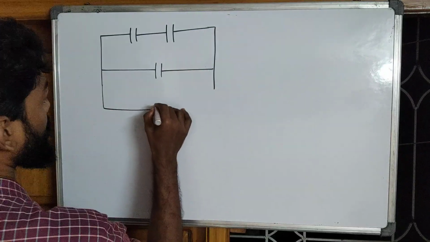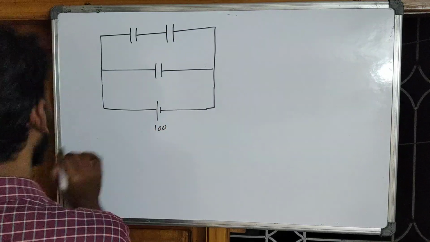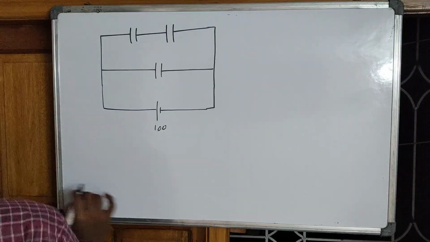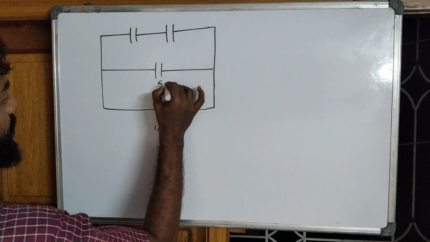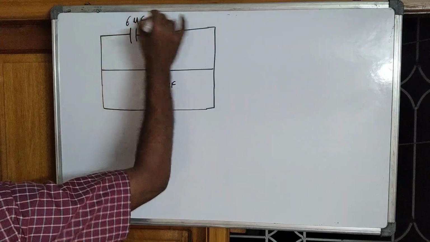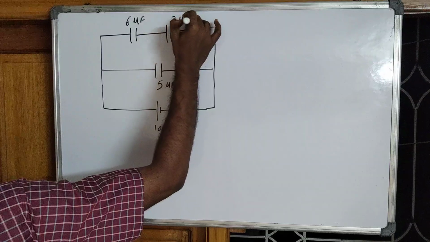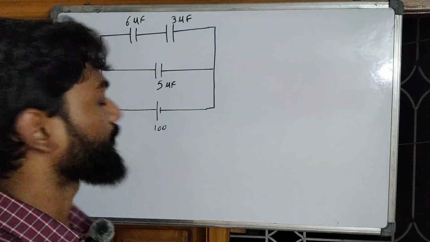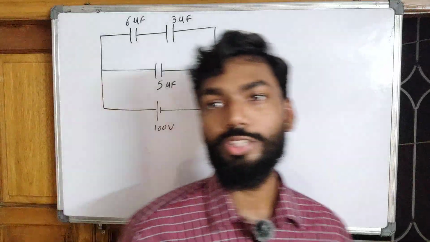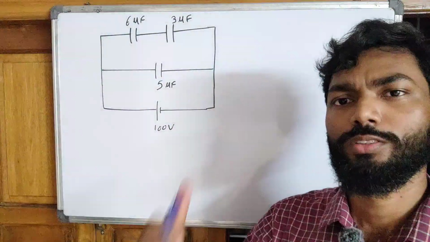Okay, so this is a 100 volt supply. All right, so this is 5 microfarad, this is 6 microfarad and this is 3 microfarad. Find out the charge and potential across each capacitor. You need to find out the charge and the potential as well. So try this problem and pause the video.